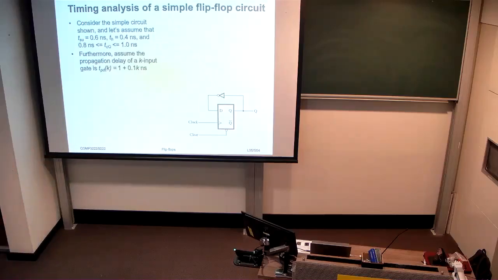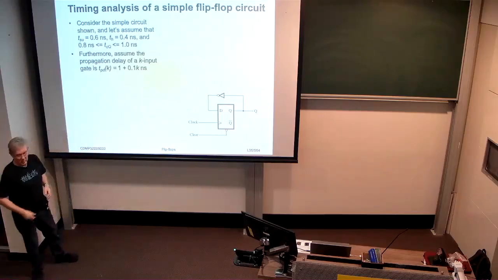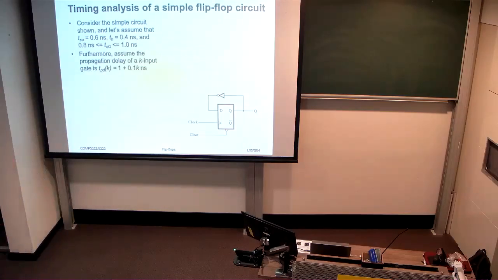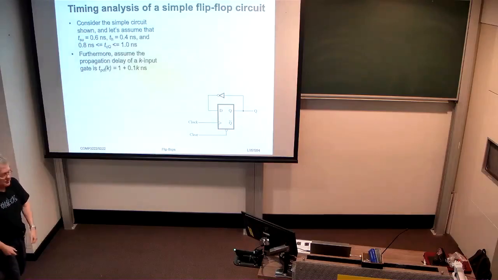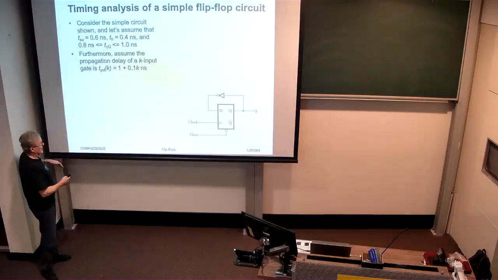We're also going to assume that a K input gate has a propagation delay of 1 plus 0.01 K nanoseconds. So a single input gate like an inverter is just going to have a delay of 1.1 nanoseconds. A 2 input gate is going to have a delay of 1.2 nanoseconds, and so on, right? Very rough assumption, very first order sort of analysis.